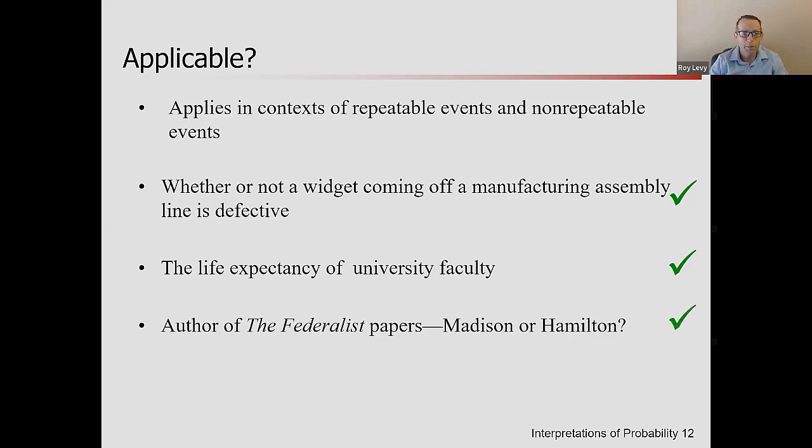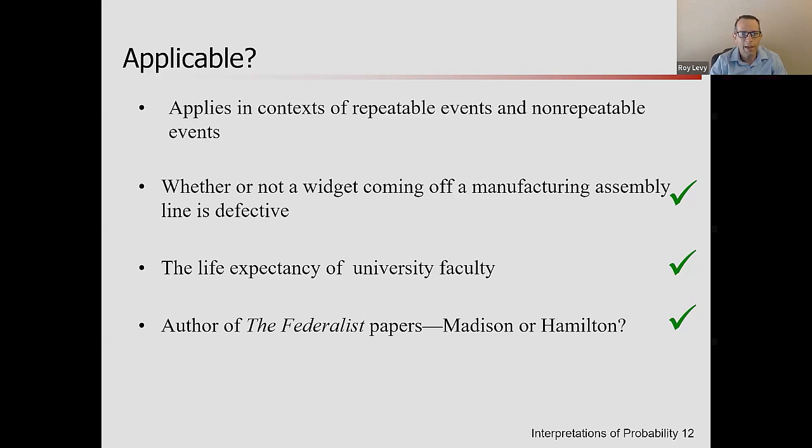Can I talk probabilistically about the author of the Federalist Papers? Can I say, under this interpretation of probability, the probability that Madison was the author of these essays was 0.7? Is that a meaningful statement? Yes, it's an expression of my beliefs or my uncertainty.